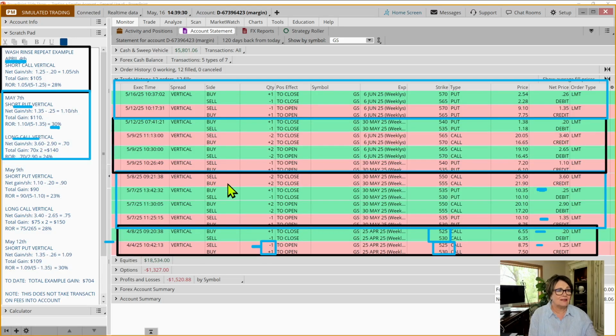Now on the 7th, we placed another trade. In fact, we placed two trades, a short put vertical and a long call vertical, both bullish.